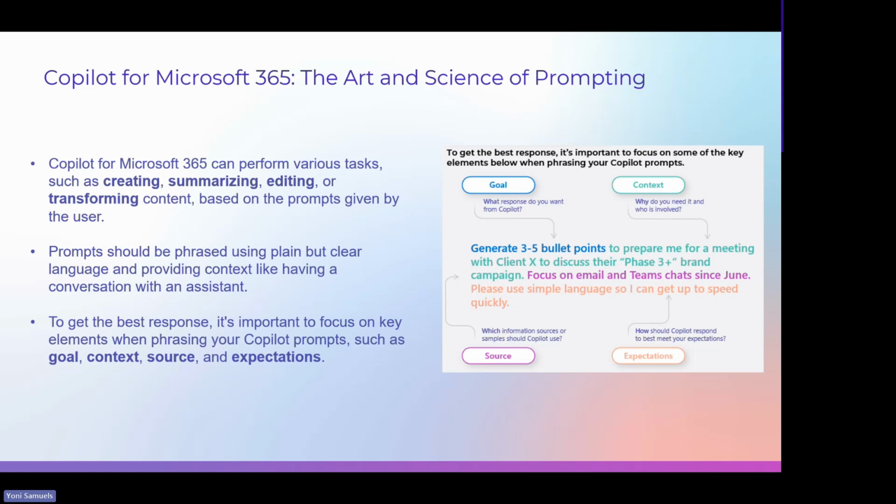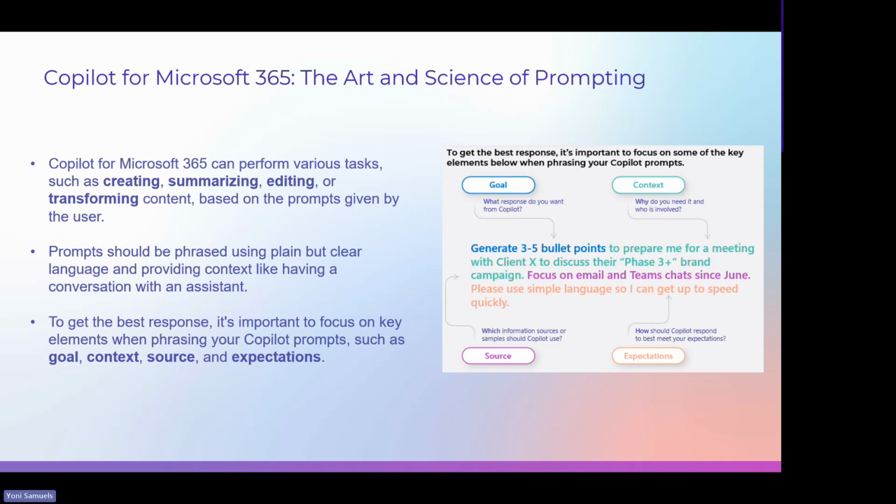Why do you need this? To prepare me for this meeting. And again, it's honestly the same way you would ask a coworker or a friend for help. It's kind of the same way that you would word it to the AI. I need this for this reason, and then a source, which is again where you can tell it where you want it to pull context from. So based on a certain email or based on a certain document, and then the expectations.